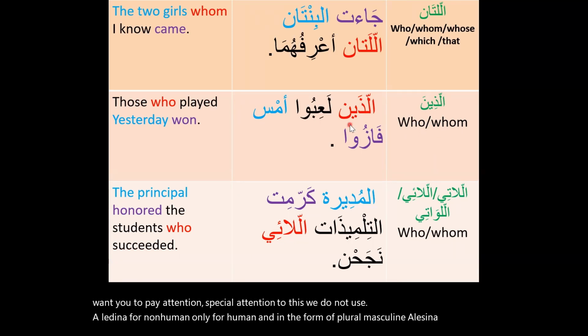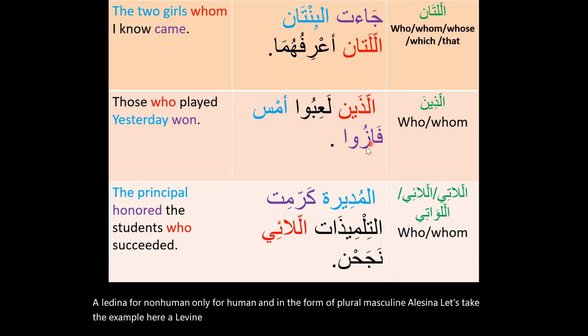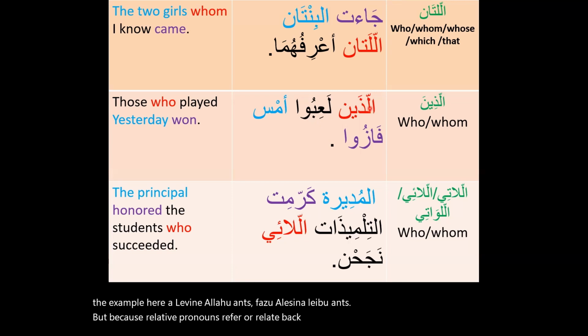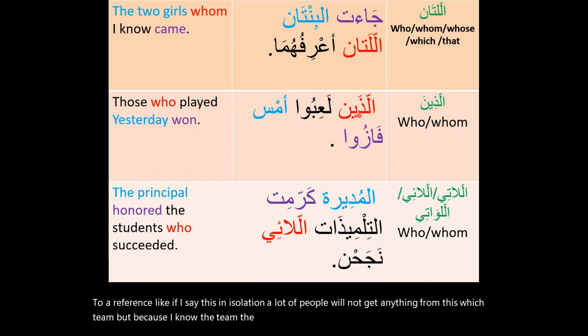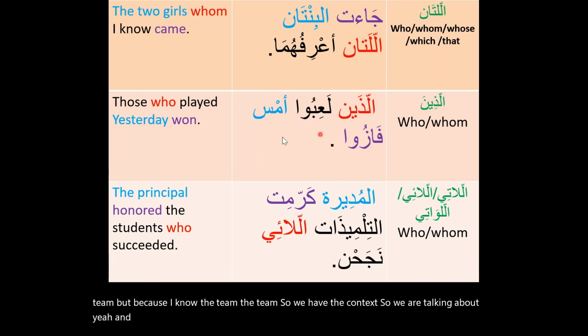الذين, let's take the example here. الذين لعبوا أمس فازوا. But because relative pronouns refer or relate back to a reference, if I say this in isolation, a lot of people will not get anything from this, which team. But because I know the team, you know the team, so we have the context. So we are talking about, oh yeah, الذين لعبوا أمس فازوا. Those who played yesterday won. That الذين, the players.